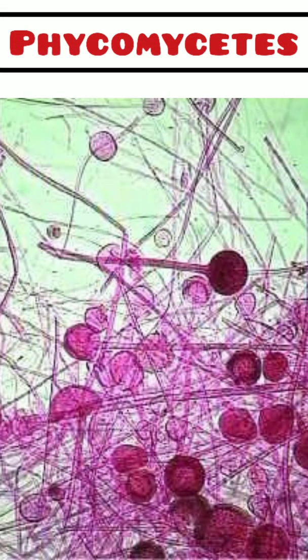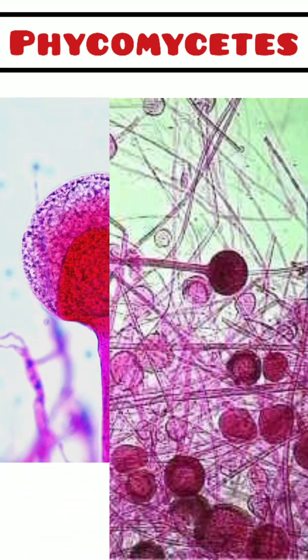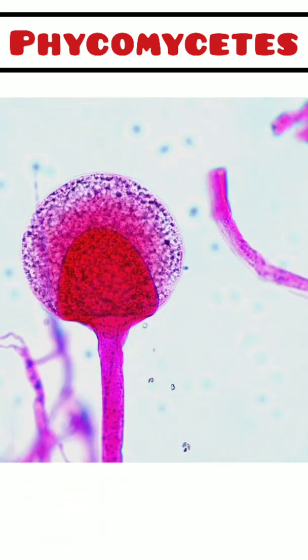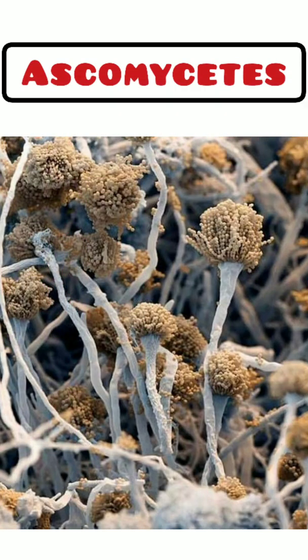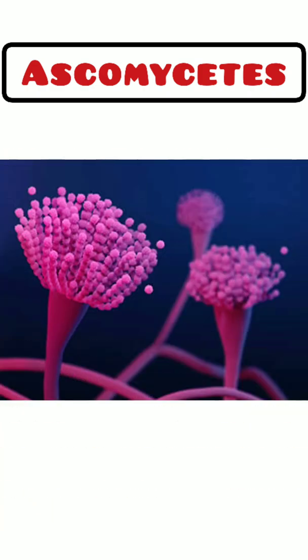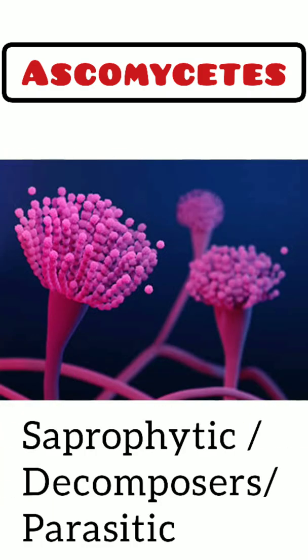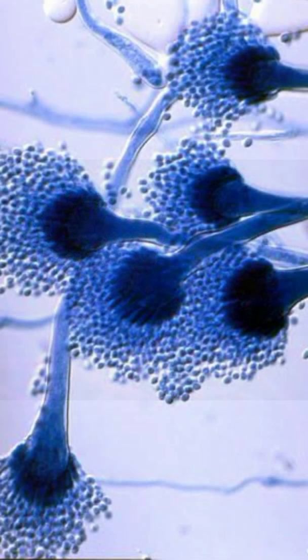Phycomycetes. They are found on decaying wood and damp places. Some are parasitic. Mycelium is aseptate and coenocytic. Ascomycetes, also known as sac fungi. They are saprophytic or decomposers or parasitic. They are multicellular with septate and branched mycelium.